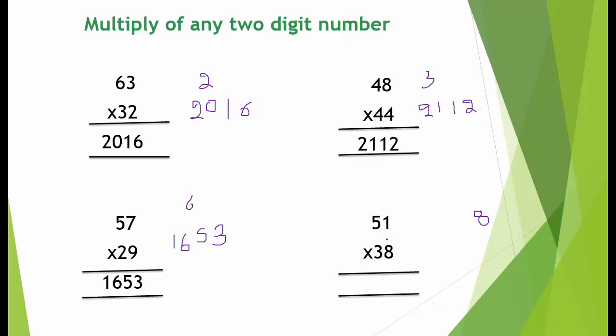51 into 38, that is 8, and this will become 40 plus 3 is 43. Here we will write 3 and 4, and 5 3s are 15 and 4 is 19. So 1938 will be the answer.